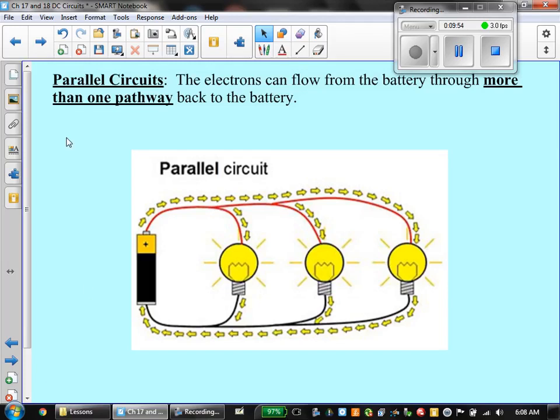And again, the word parallel does not talk anything about the geometry. It just talks about how these things are on separate paths. Don't worry about how it looks. It's really based on whether the current splits or not.